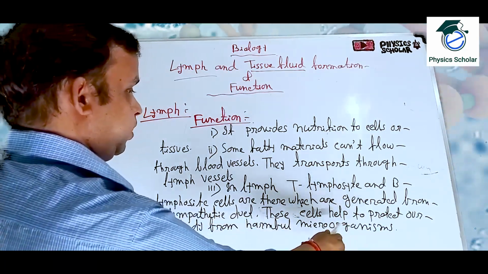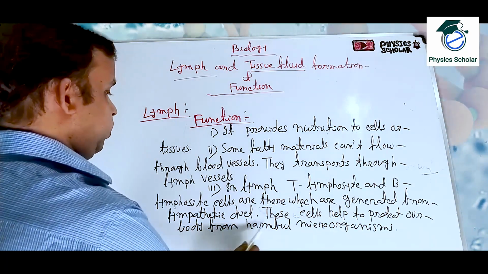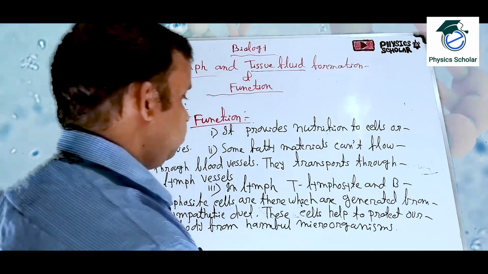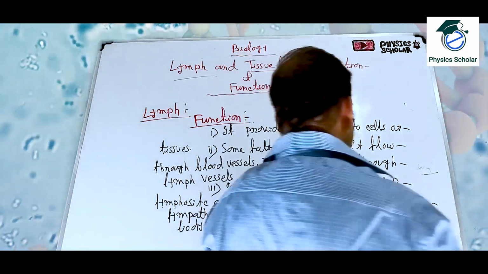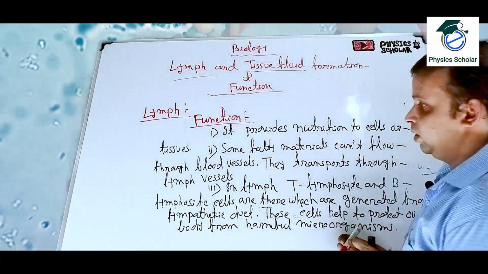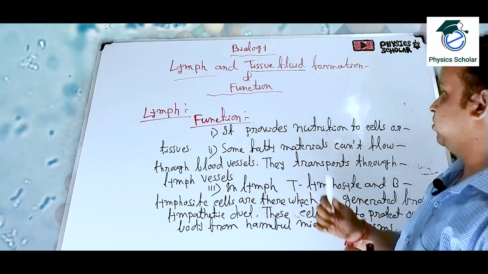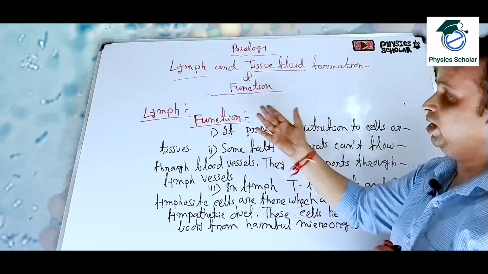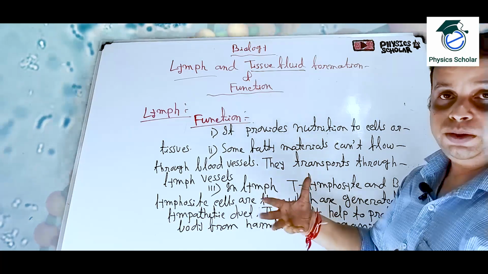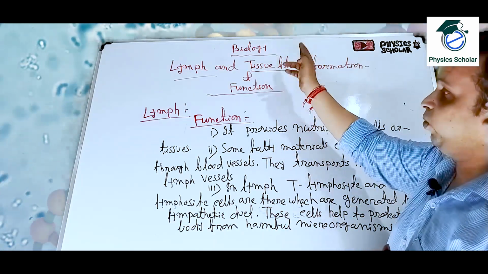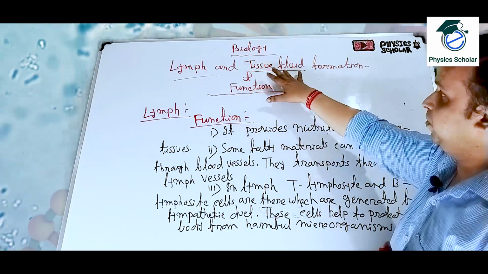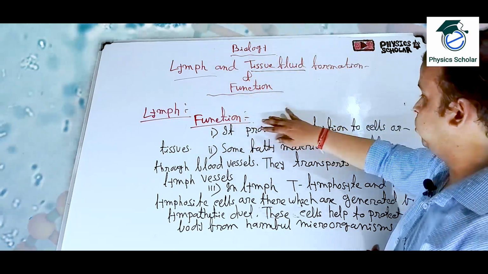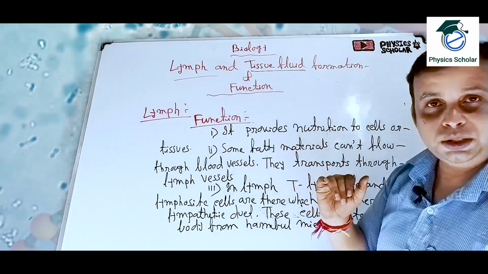These cells help to protect our body from harmful microorganisms. Okay, so what is that? It provides nutrition to cells as it has some proteins in it. Lymph also provides nutrition just like the tissue fluid. It is a transformed tissue fluid, so the functions will be the same. Clear? So it also provides nutrition to the tissue or cells.